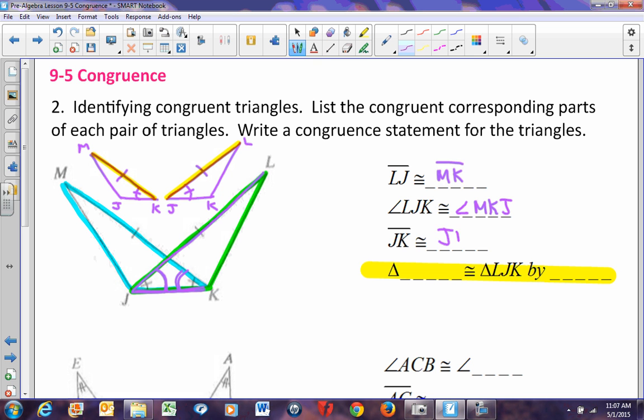So this is JK. If I was to name the triangles, I have to make sure I name these in the right order. It goes LJK. So if I started up here, and let me use green here, if I go from L to J to K, I have to go from M to K to J. Okay? So LJK has got to be congruent to MKJ. And it has to be in that order because otherwise you have the congruent parts out of order and they're not congruent.